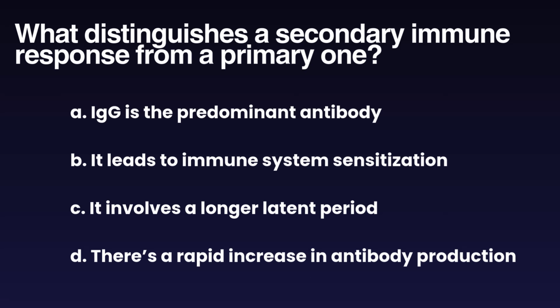What distinguishes a secondary immune response from a primary one? A. IgM is the predominant antibody. B. It leads to immune system sensitization. C. It involves a longer latent period. D. There's a rapid increase in antibody production. Correct answer: D. There's a rapid increase in antibody production.